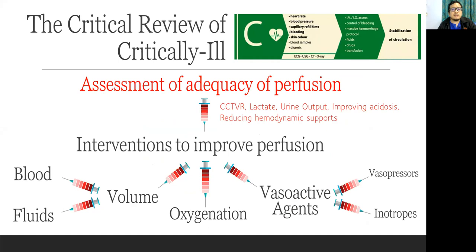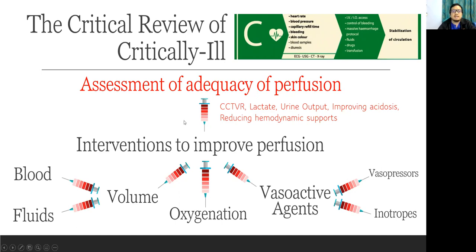Okay, so the way I approach patients in my daily practice and from my point of view is that for every patient I will check the assessment of adequacy of perfusion. I will tell my MO, okay, perfusion is good, capillary refill is good, warm periphery, pulse volume good, pulse rate good, lactate is normal, less than 2, urine output is good, acidosis improving, and reducing hemodynamic support, NORAD is reducing. Okay, if everything is okay, all right, good.